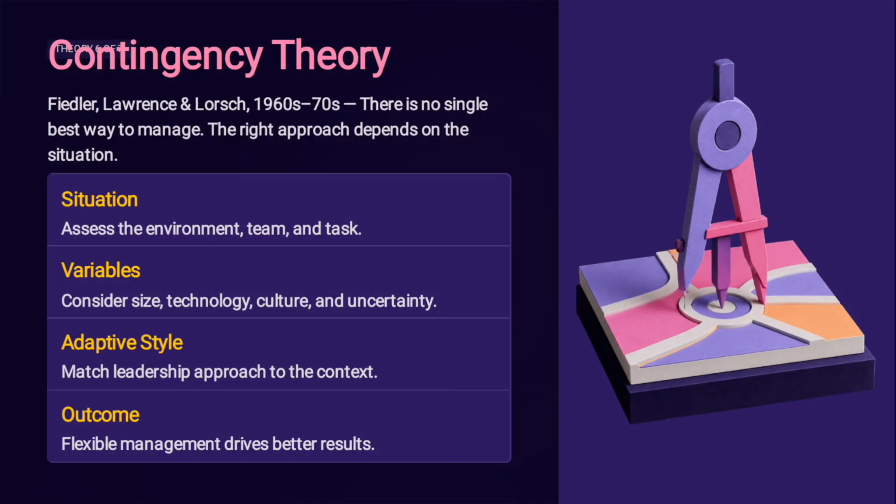And the next management theory is contingency theory. Fiedler, Lawrence, 1960s to 70s. There is no single best way to manage. The right approach depends on the situation. According to Fiedler, the manager manages the system according to the situation.